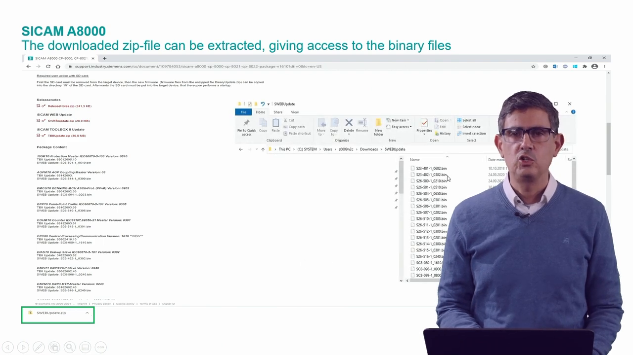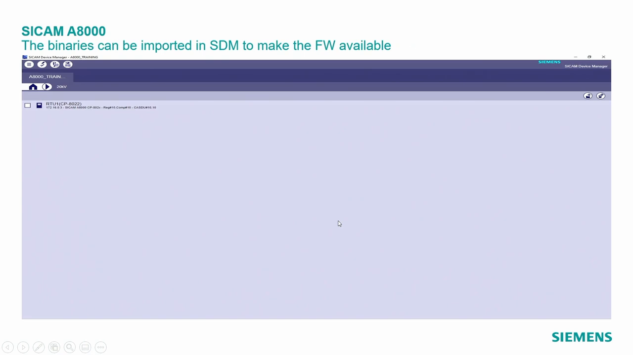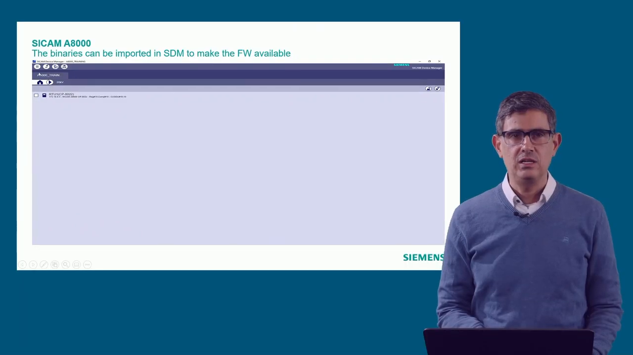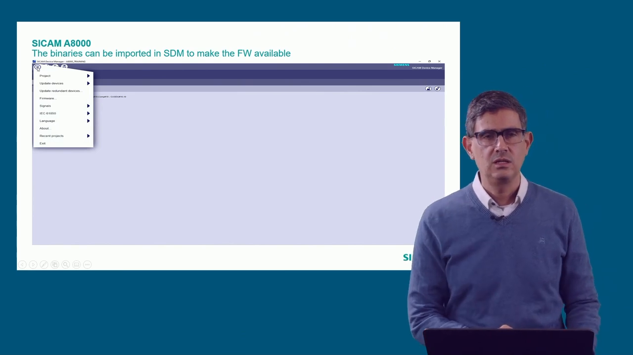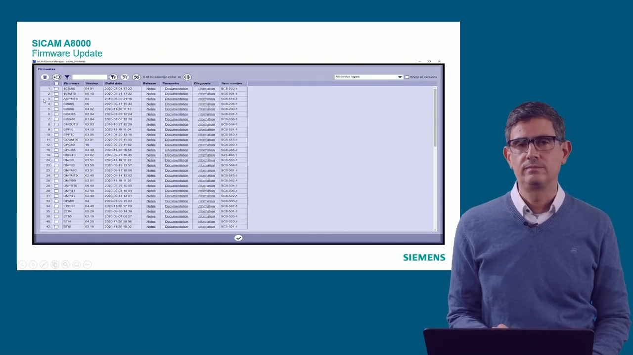This zip file you should extract somewhere on your computer. It includes a lot of bin files, which is actually the firmware that you need to include in SICAM Device Manager. Now we can go to SICAM Device Manager. In SICAM Device Manager, you will get here with the hamburger button the possibility to go to firmware.